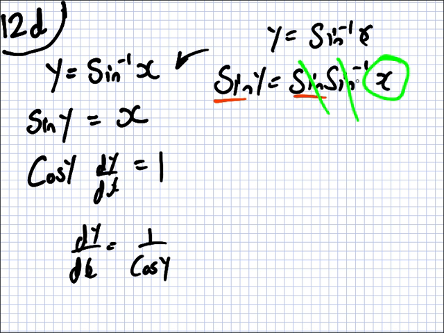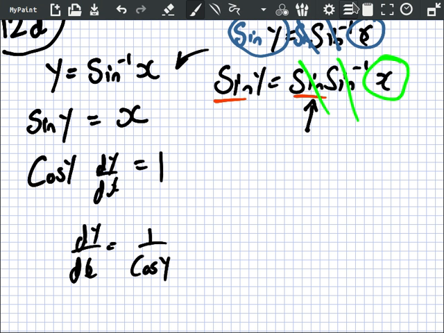We put sine on both sides, so it's kind of the same thing, nearly. We're cancelling the sine minus 1 with a sine. There's no minus 1 here, because what I did was write a sine here and a sine here. They cancel. On the left I have sine y, and on the right I have just x.